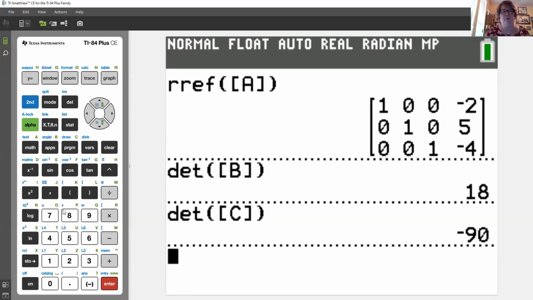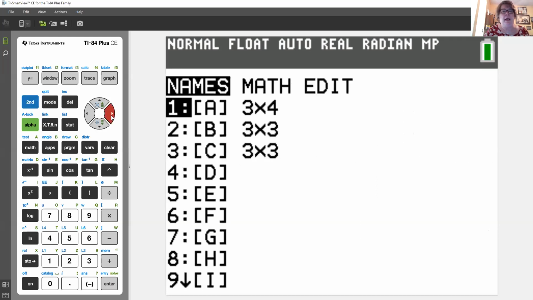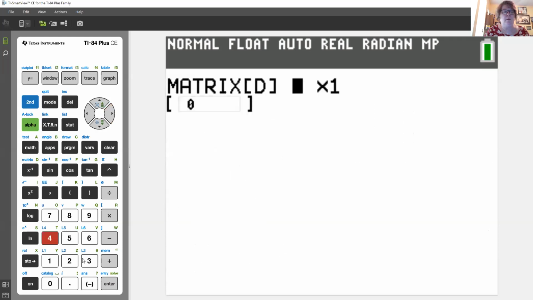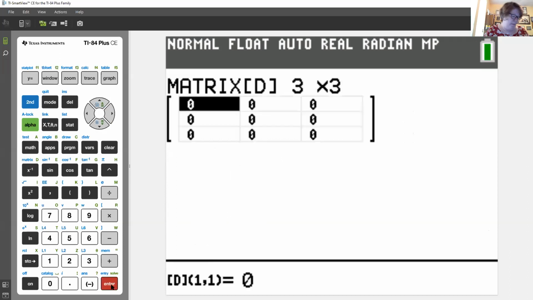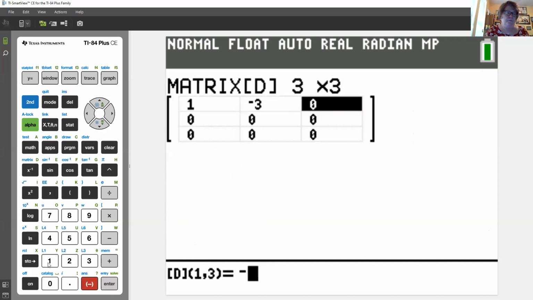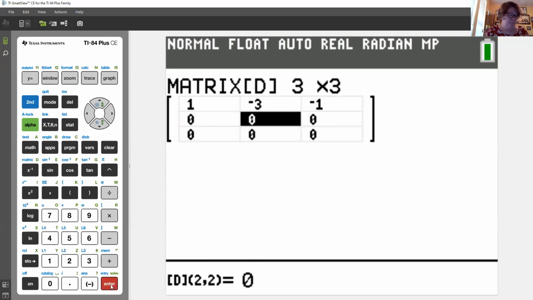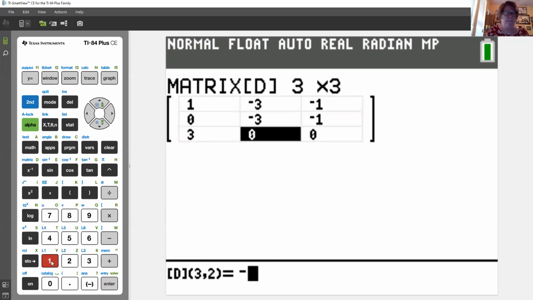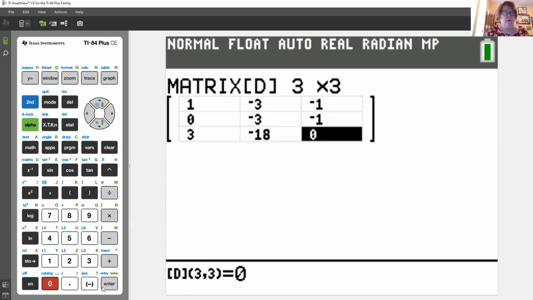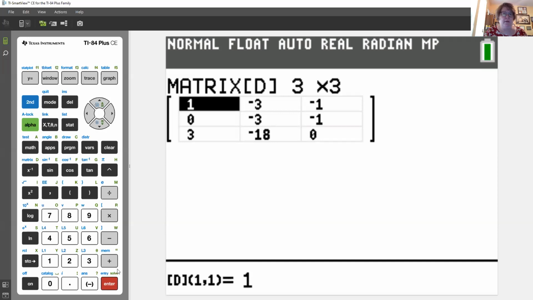I'm going to repeat with matrix D. That was going to be the D sub Y. I put D sub Y in matrix D. So go to my matrix menu. I'm going to edit D, which is number 4. I'm going to put a 3 by 3 matrix in there. Let me input those values. I will check after I get these inputted to make sure I did it correctly. Quick check. 1, 3, -1, -3, -1, 0, -3, -1, 3, -18, 0.